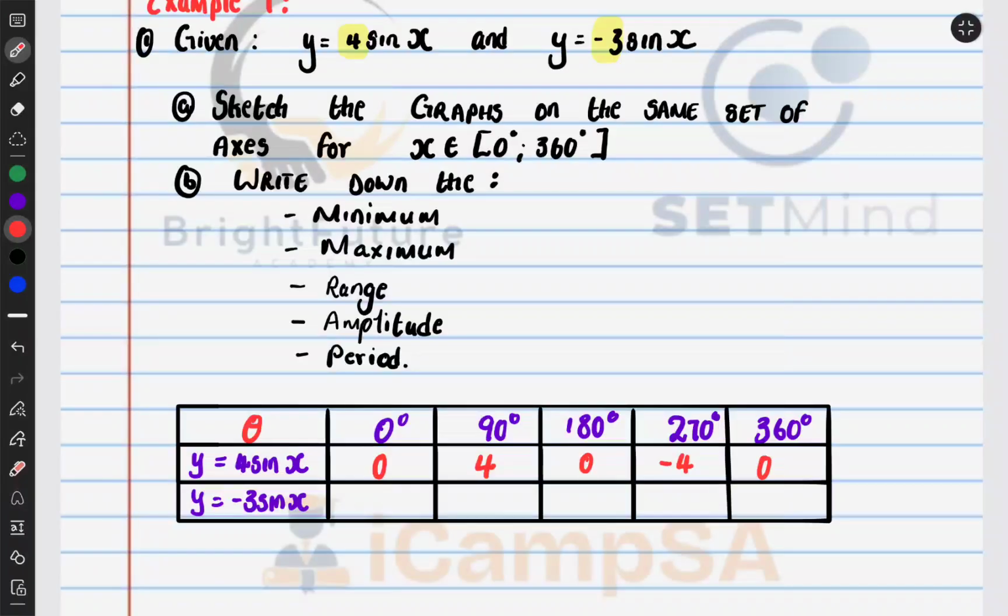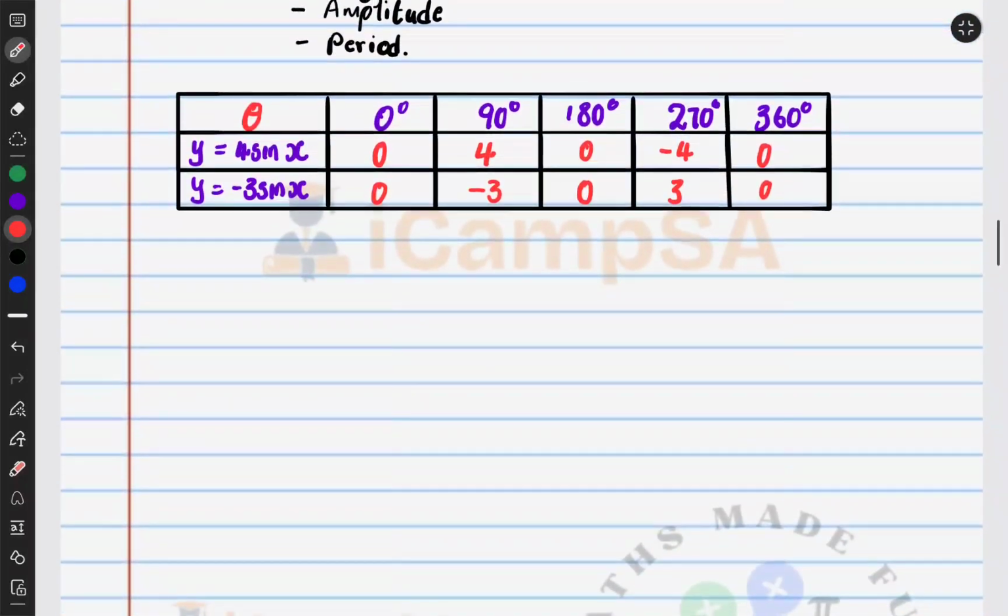Okay, and then let's do negative 3 sine 0, which gives us 0. Negative 3 sine 90 gives us negative 3, and then negative 3 sine 180 gives us 0. Negative 3 sine 270 gives us 3, and then negative 3 sine 360 gives us 0. Okay, we have the table now, so we can go ahead and sketch our function.